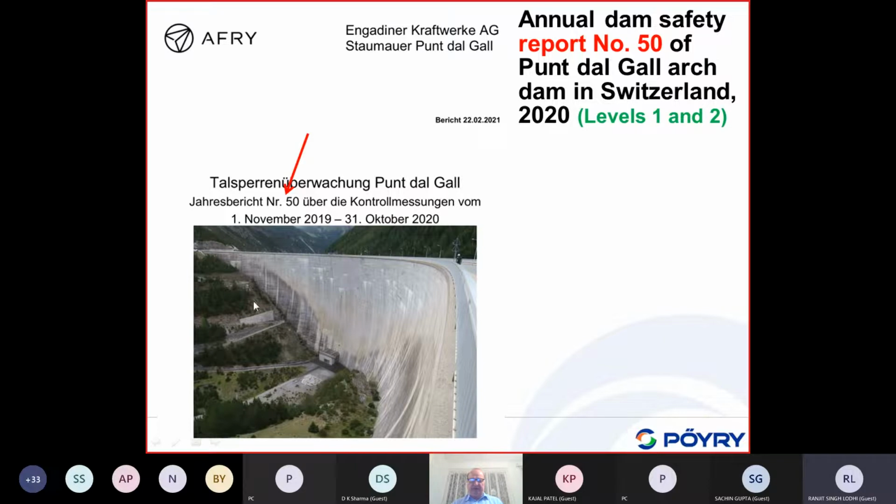You know, this side here is on the Swiss side. This side where I took the photo is Italian. Okay, so we have also this kind of a problem, but there is an agreement, for example, for this project, that the dam safety is done according to the Swiss safety regulation.